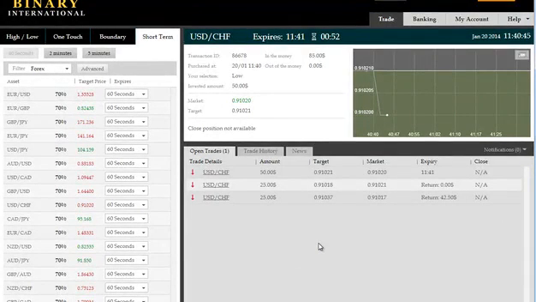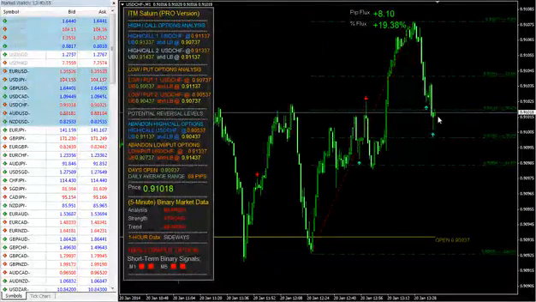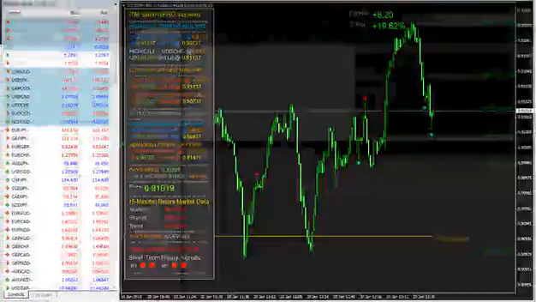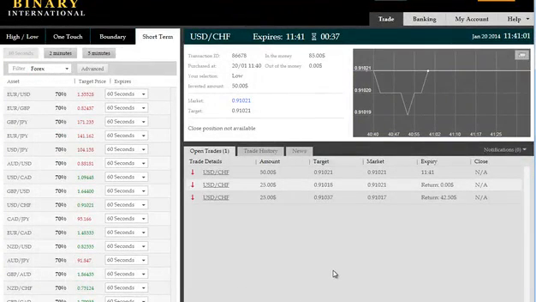Over here, we're only going to take a two-step martingale, which means that if the first trade fails at moderate probability, the second trade at double the investment with much higher probability is going to not only retrieve back our loss from the previous trade, but also allow us to profit on this trade with a higher probability.